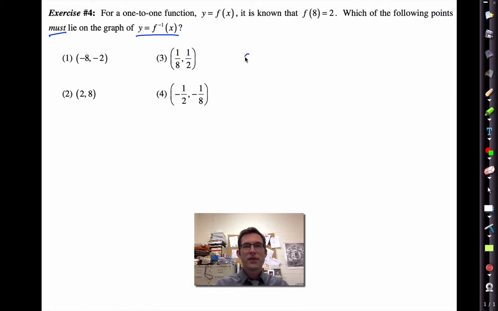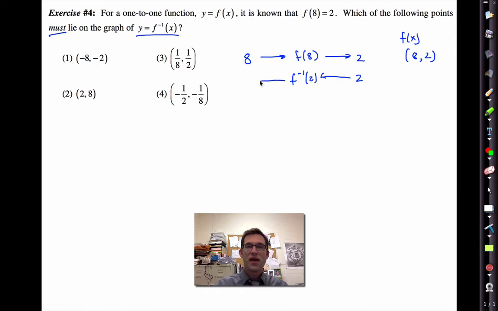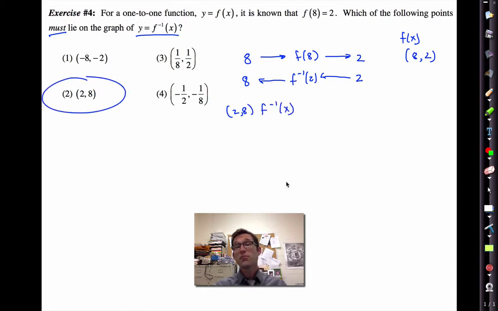What happens in the original function is 8 goes into the function, and what comes out is 2. And what that means is that the point (8, 2) is on the graph of f of x. On the other hand, what's going to happen with the inverse is 2 is going to go into f inverse, and 8 is going to come out, telling me that the point (2, 8) lies on the graph of f inverse.